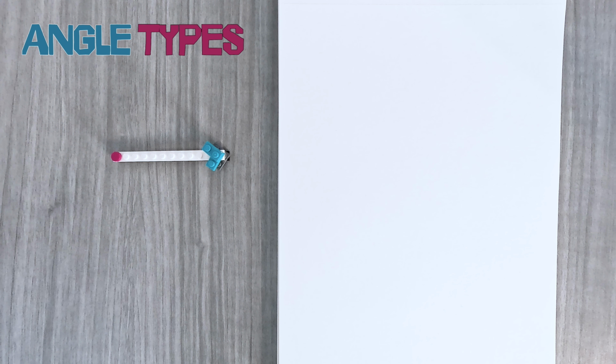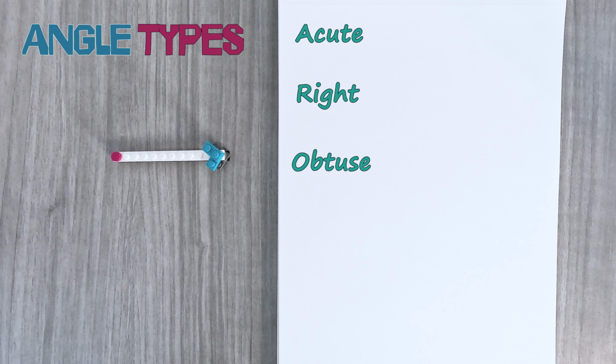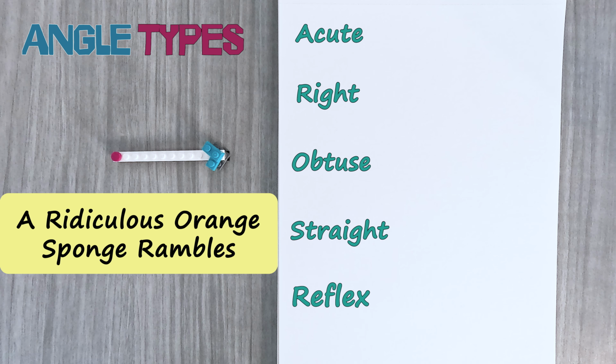We can group angles based on their measurement size, and there's 5 types. There are acute, right, obtuse, straight, and reflex. We'll go over what each of those mean, but let's first look at the phrase that we have here, and it's meant to help us memorize the order of these.